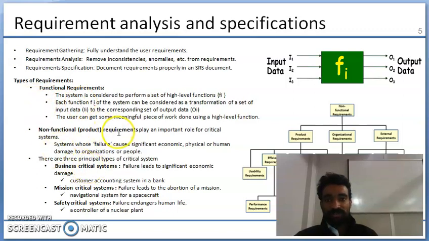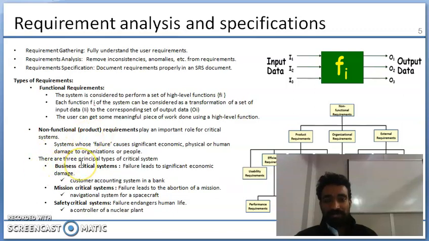But failing in the non-functional requirements is different. There are many kinds of non-functional requirements: the product requirement, the organizational requirement, and the external requirement. In the external requirement come privacy and security. If this is compromised, it cannot be acceptable to any customer. So these non-functional requirements have to be given the utmost importance.